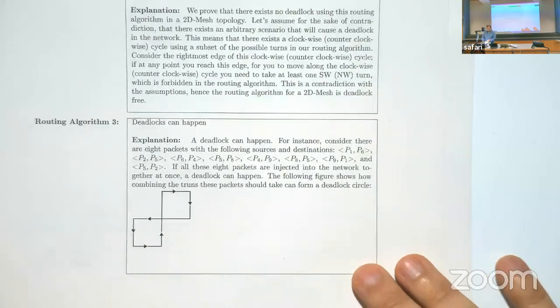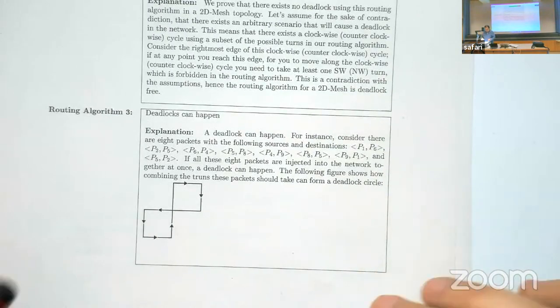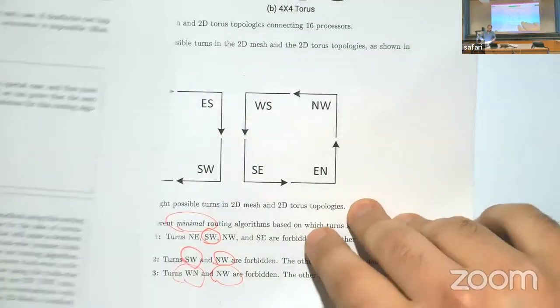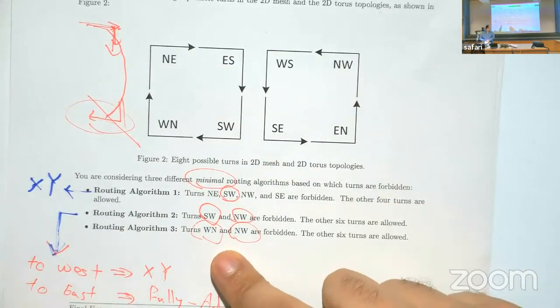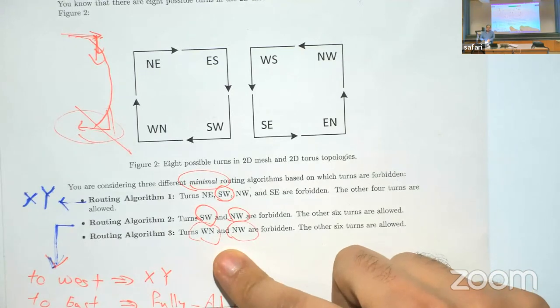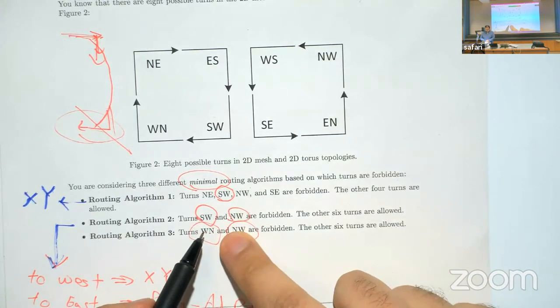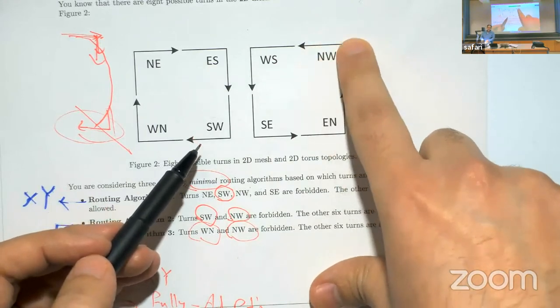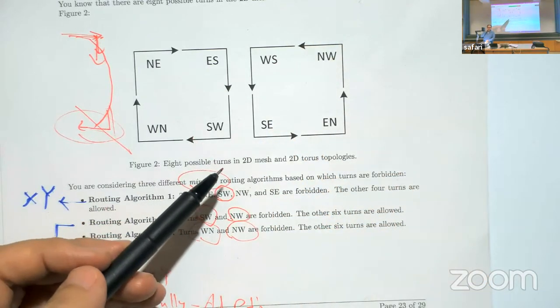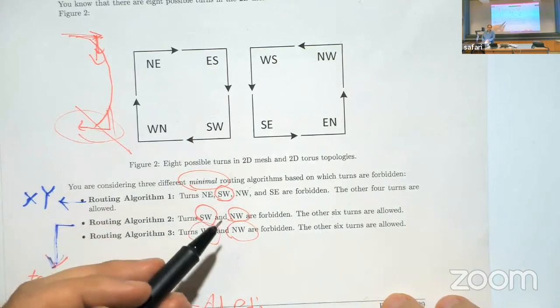So for a specific routing algorithm two, the turns that are forbidden are southwest and northwest, and they are contributing to basically the rightmost edge.